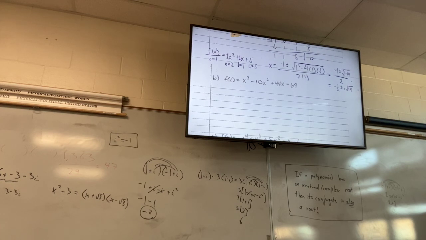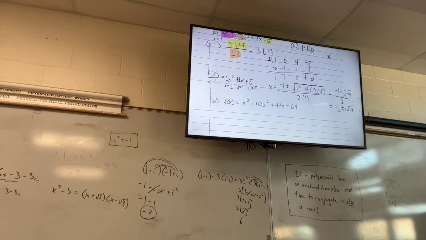So my zeros are x equals 1, x equals negative 1/2 plus i root 19, and x equals negative 1/2 minus i root 19. Okay?